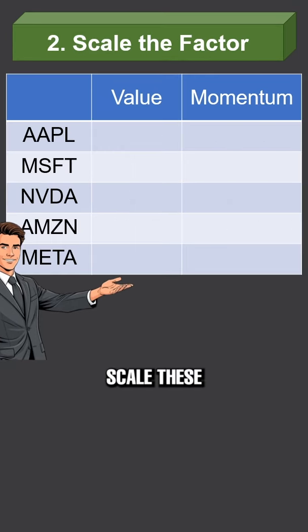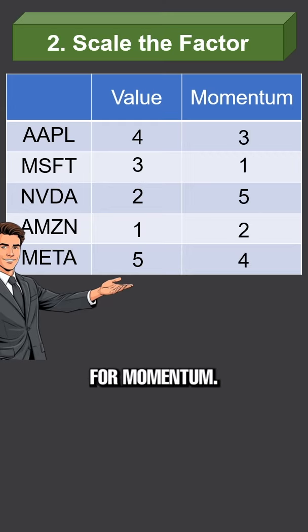Next, we need to scale these raw numbers so they contribute equally to the scoring system. Right now, value and momentum aren't even measured in the same units, so we can't compare them directly. One simple way to fix that is by ranking each stock from 1 to 5 on each factor. For value, a rank of 5 means the most attractive or the best value. We'll do the same for momentum. 5 means the strongest performance.